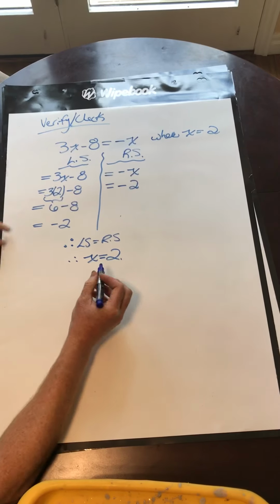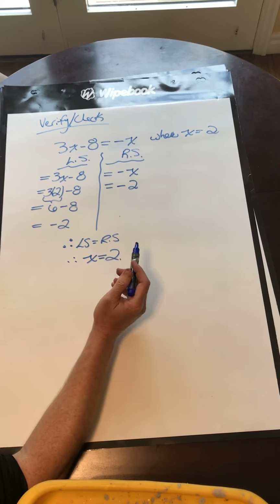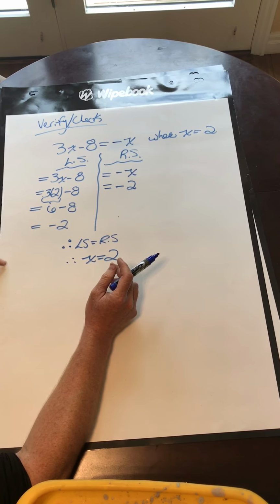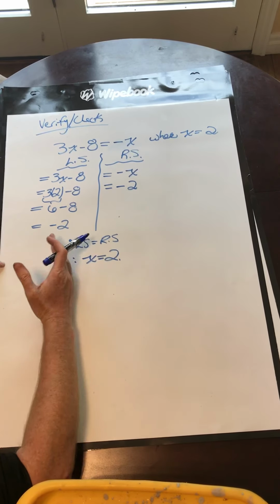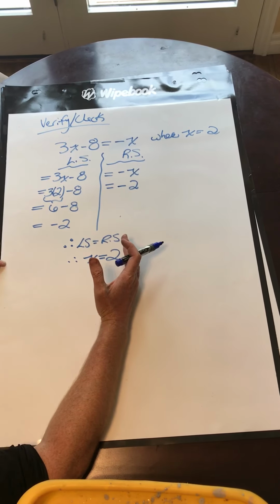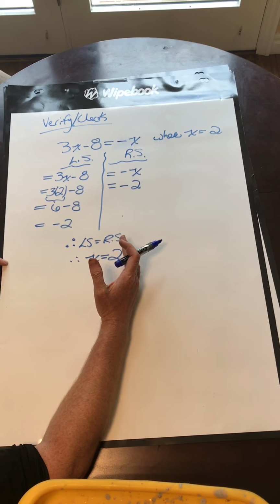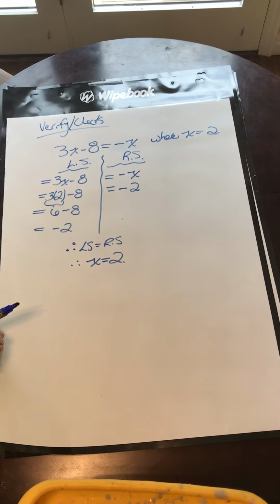Now, what happens if I didn't get left side equals right side? Well, that would mean that I need to go back and check my work in the equation. Because if left side does not equal right side in the verify or check, then we need to go back and correct something. Okay, and that's why it's important to be able to do the verify or check. Okay, our last example.